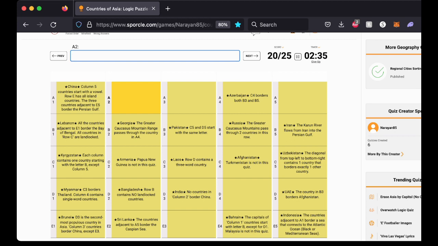What was the other? Okay, the three countries adjacent to E5 border the Persian Gulf. So that could be Saudi Arabia. No. I don't know that.